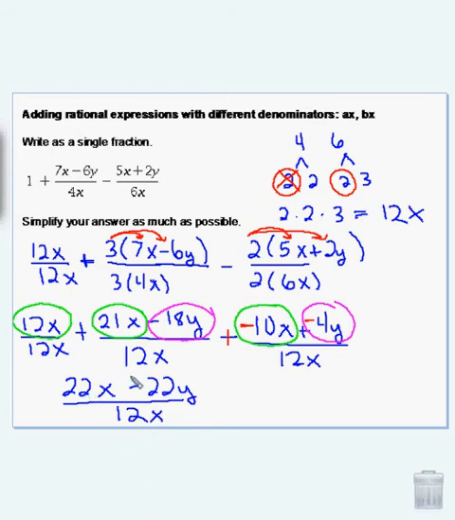Looking at this, I have 22, 22, and 12. Each of these will divide by 2. So, to reduce this, I divide each term by 2. Now you notice I can't divide by the x because only one of my terms in the numerator has the x. And so this is my final simplified answer.